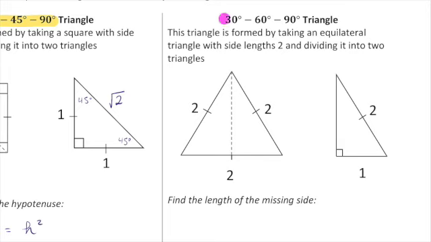Just going to highlight that, so 30, 60, 90. And where this triangle comes from is that we're going to start with an equilateral triangle, and it's a little bit arbitrary, but it's so that it ends up working out nicely. I'm going to give each side a length of 2. So it's an equilateral triangle that originally had side lengths of 2.